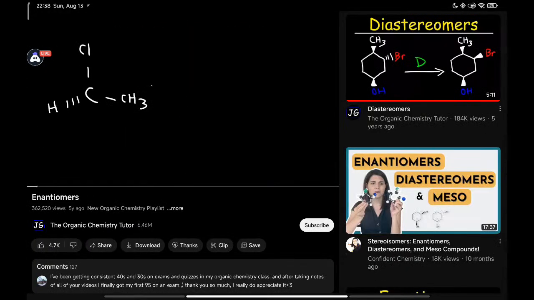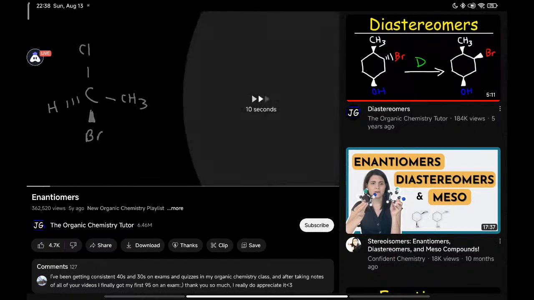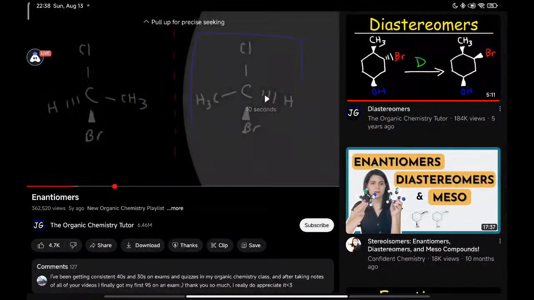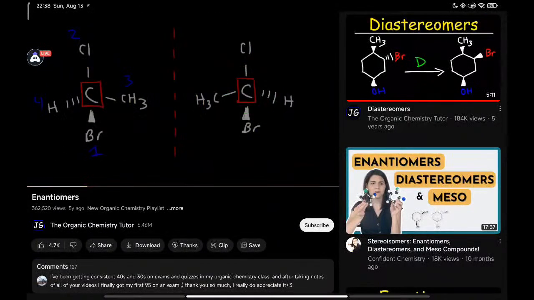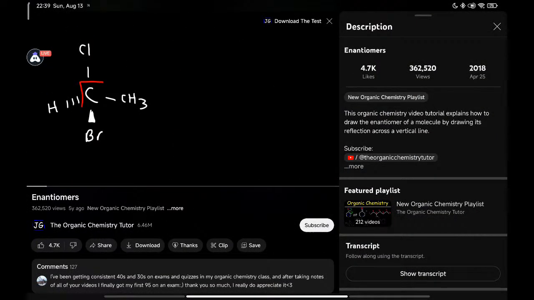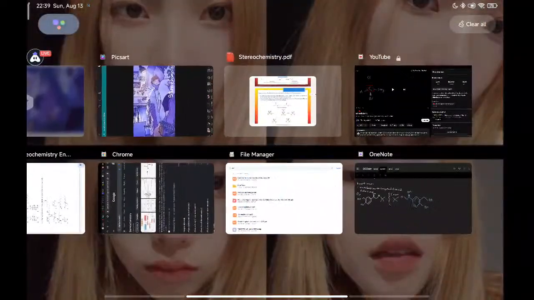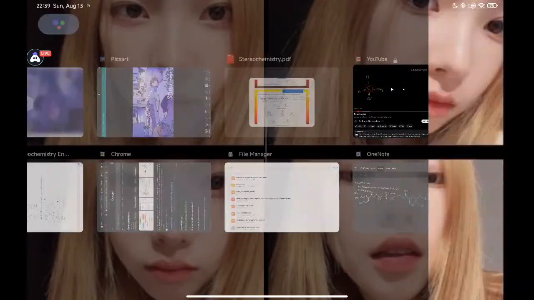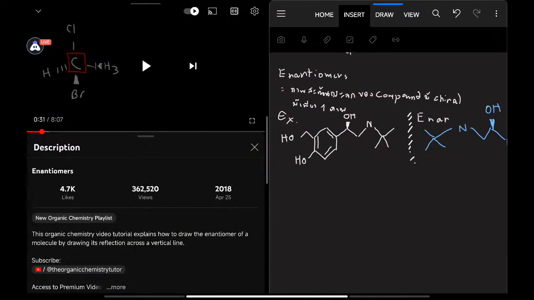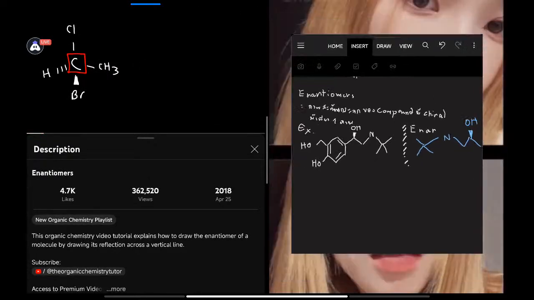Think of your left hand and your right hand as an enantiomer. How can we draw the enantiomer of this molecule? Mirror image, we have an enantiomer. Now the hydrogen, bromine atom at the wedge, it has one chiral center. It's going to have one enantiomer.